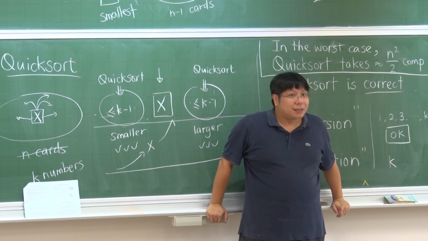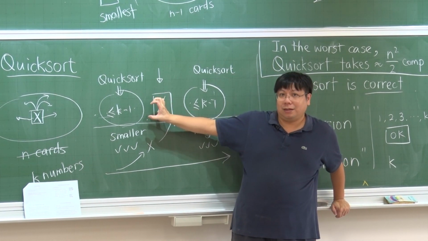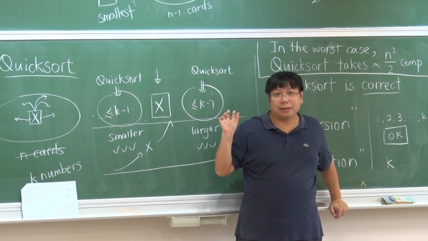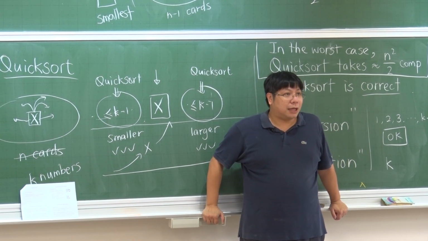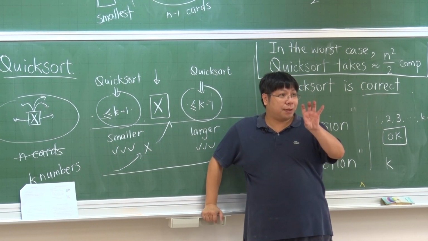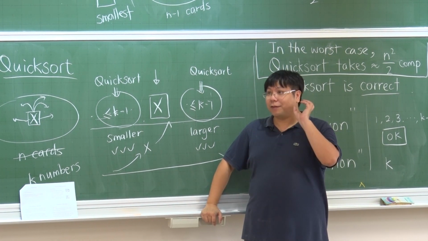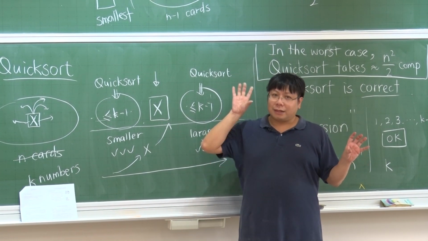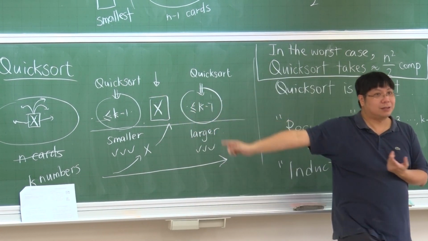But if every time you save a lot, roughly half of the numbers here, roughly half of the numbers there, then the running time can be fast. It takes roughly n times log of n comparisons. There is a theorem: no comparison sort, no sorting algorithm that makes use of only comparisons, can be faster than n times log n. So quicksort is very fast, optimal, in the best case, and very slow in the worst case. But why do we call it quicksort?